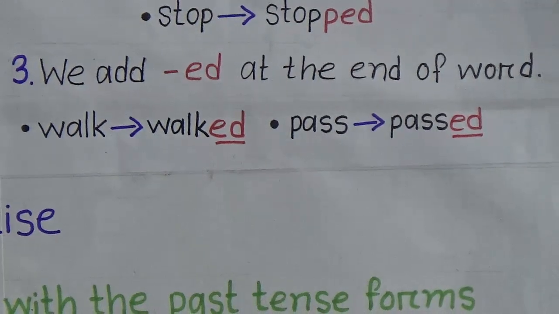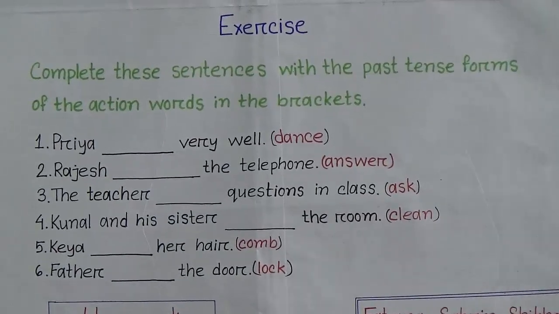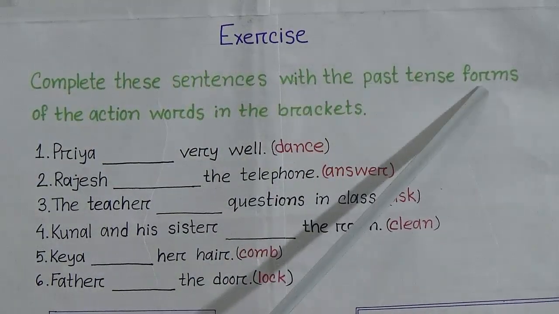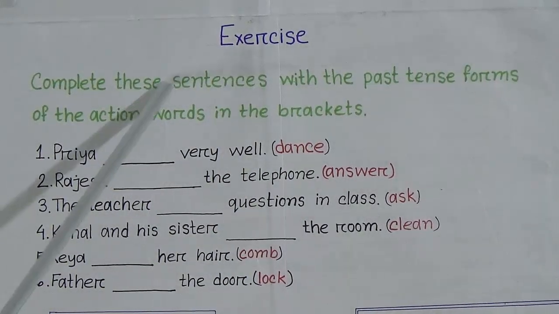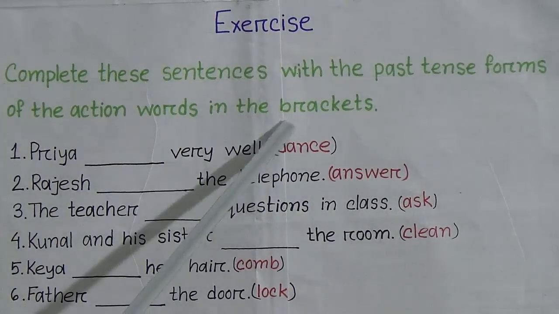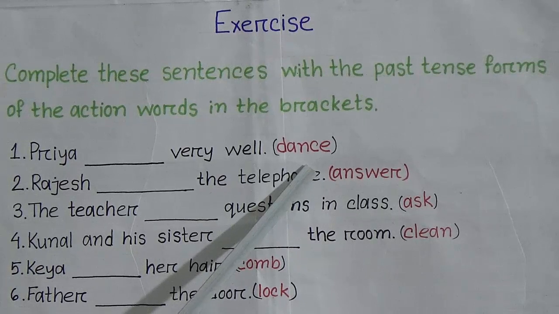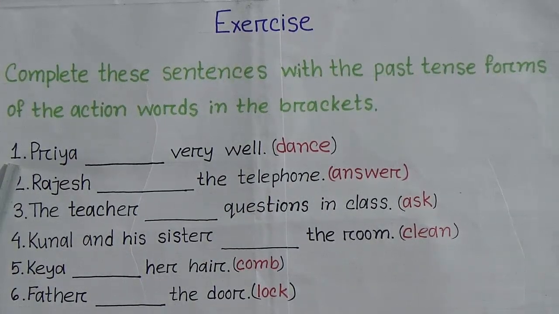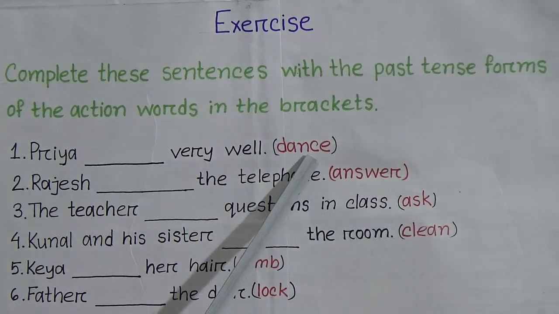Now students will do some exercise on the basis of the rules. Complete these sentences with the past tense forms of the action words in the brackets. Students, in this you will find some words in brackets and you have to use the past form of these words in the gap. Our first fill in the blank is Priya dash very well. In the bracket the word is dance.